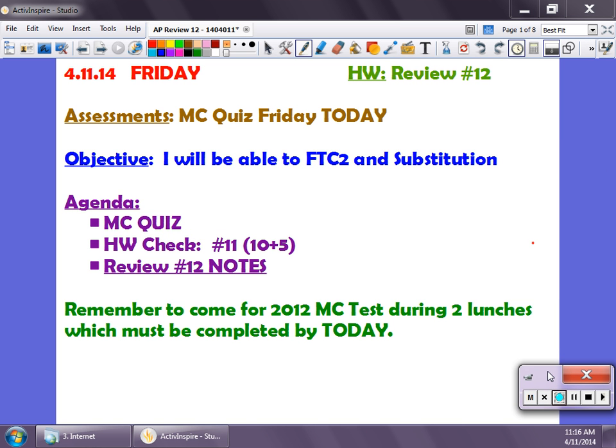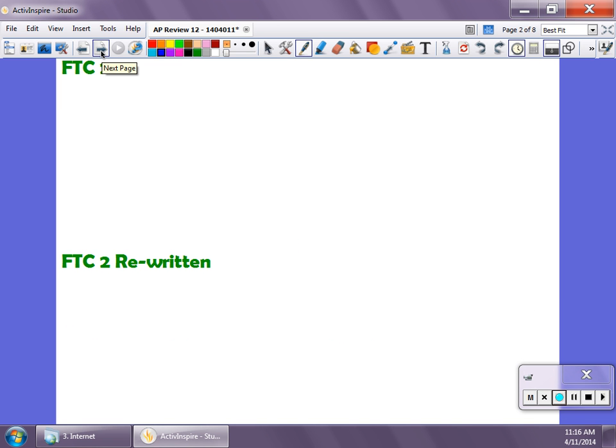Review 12 notes, starting off with basic concept, FTC2. You don't actually have to know the names of them. I keep putting the names because that's how I know them. FTC stands for Fundamental Theorem of Calculus. This was actually the first one we did, even though it's called number 2. We learned them out of order.